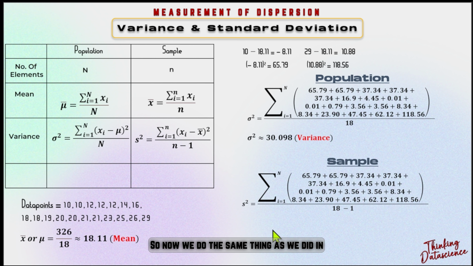Now we do the same thing as we did in the population calculation, but instead of dividing by 18, we will divide by 17, that is n minus 1. And we get the variance for the sample, which is approximately 31.86.